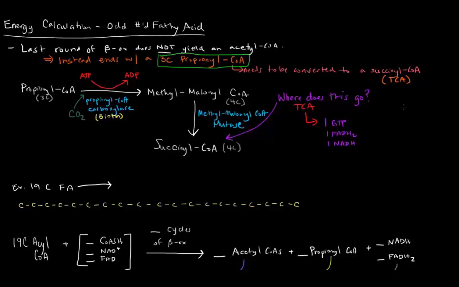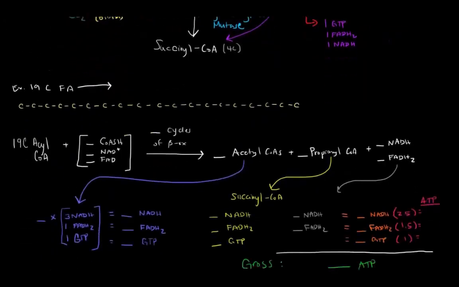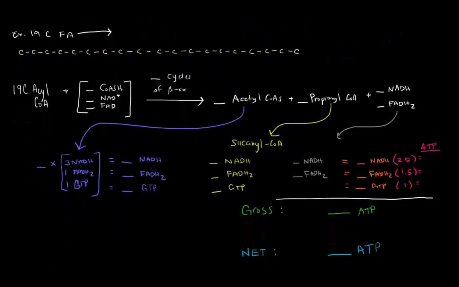If we had a 19-carbon fatty acid, what would happen? How would we calculate the amount of energy we get from it? First and foremost, it's a fatty acid, so we need to convert it into an acyl-CoA to activate it. That's going to cost us 2 ATP. Then we can go through beta oxidation. In beta oxidation, we clip off 2 carbons at a time. 1, 2, 3, 4, 5, 6, 7, 8. 8 rounds, and then we're left with these 3 carbons here.